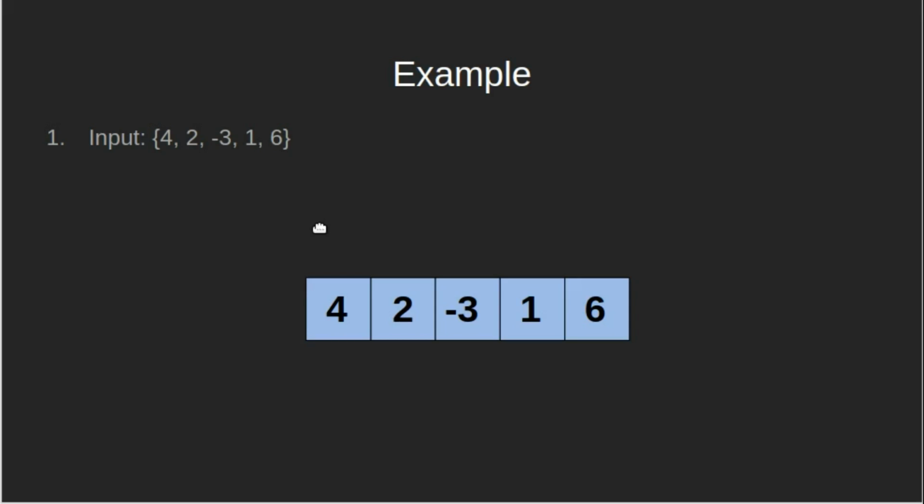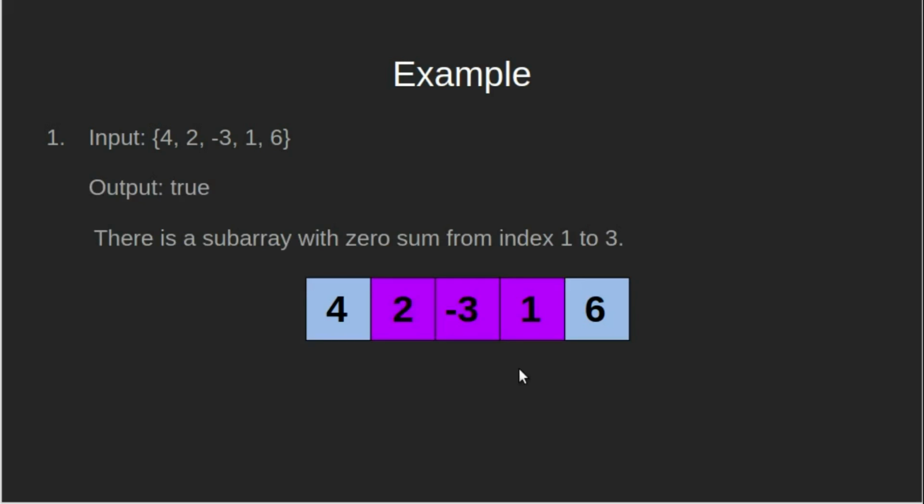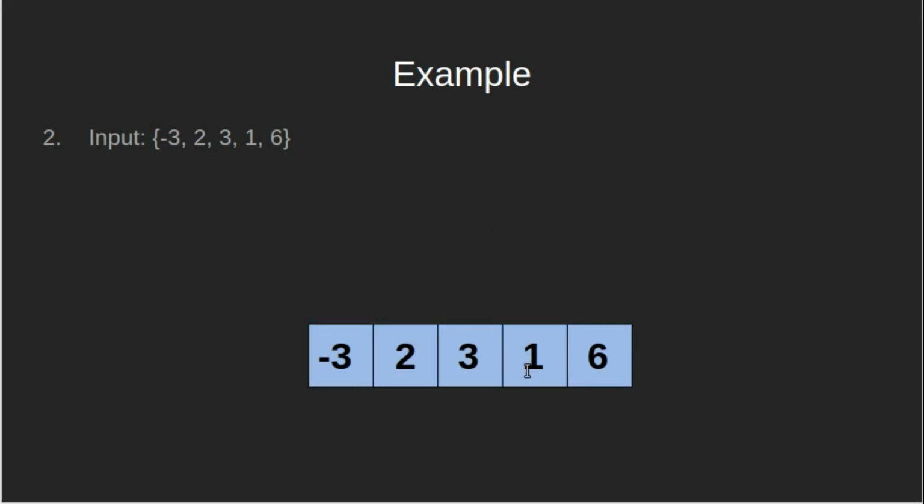Let's look at an example. If the input array is this, our output should be true. There is a subarray with zero sum from index 1 to 3. This is another example. Our output should be false as there is no subarray with zero sum.